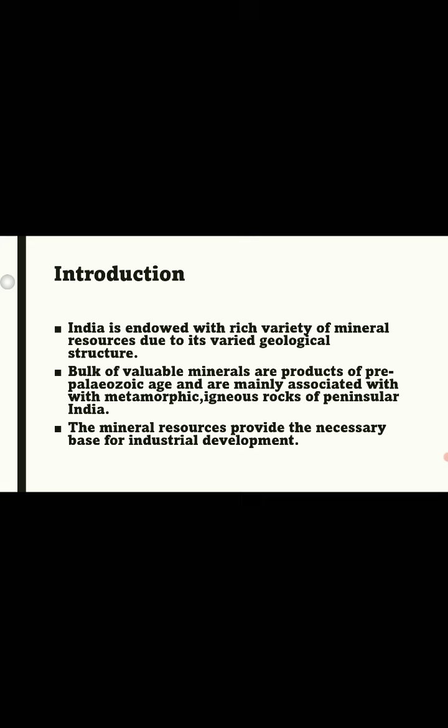The mineral resources provide the necessary base for industrial development. So, three points we need to keep in mind: India is endowed with a rich variety of mineral resources, and why is that? Due to its varied geological structure. Second, bulk of valuable minerals are the products of pre-Paleozoic age and are mainly associated with metamorphic igneous rocks of peninsular India. And the mineral resources provide the necessary base for industrial development.